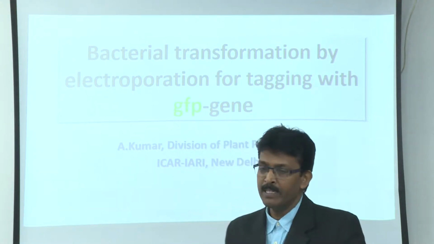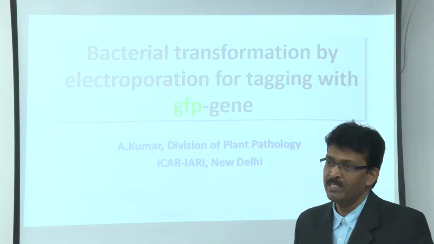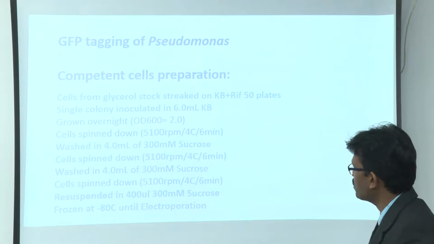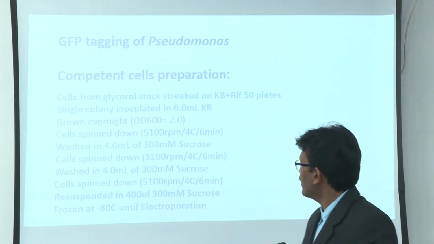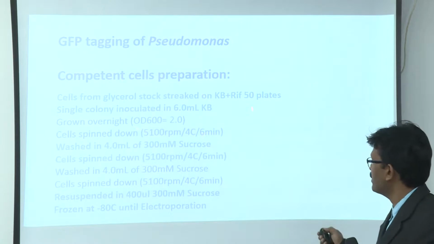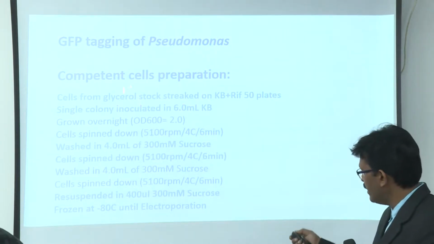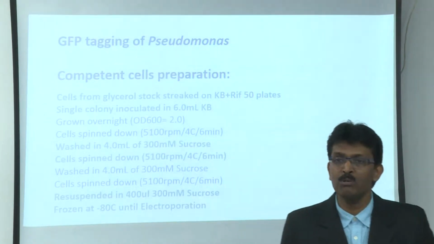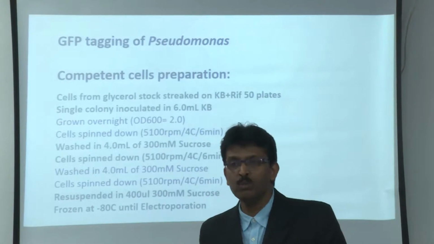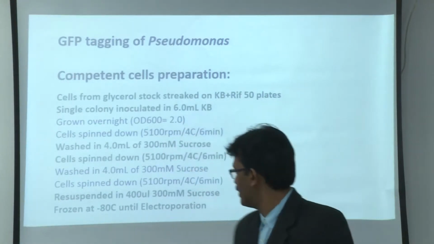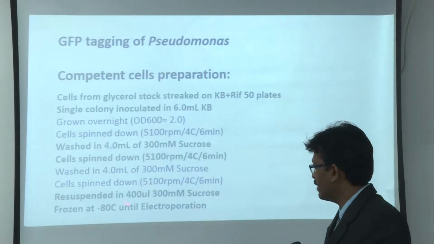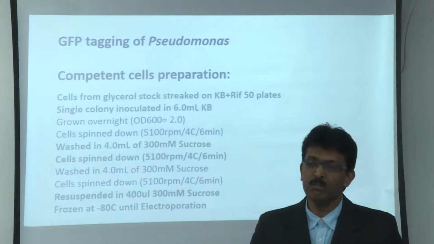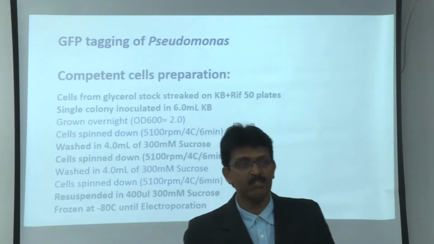Before that, I will show you what you expect out of this experiment. That's more important, okay. This is what you were exposed to the other day. You started from a glycerol stock of the bacteria in question, and you took a single colony, and this is what is called competent cell preparation. You did 3-4 rounds of 300 millimolar sucrose washing. Then finally you suspended in a very small volume, and that was frozen at minus 80 degrees Celsius for further use. And if you want to do the transformation immediately, you can proceed with the transformation.